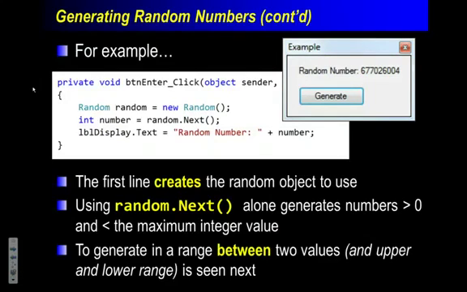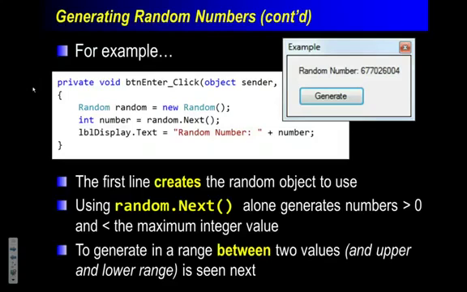And then I generate a number by saying lowercase random dot Next. And what Next does is it says, give me the next random number you want to generate, computer. And then I output it, and there it is. So it was 677026004. That's a random number. And if I click that button, it would generate a different random number. Okay? So it will generate a random number between 0 and as large as an integer can make, which is like 3 billion. So that's the random number it came up with.